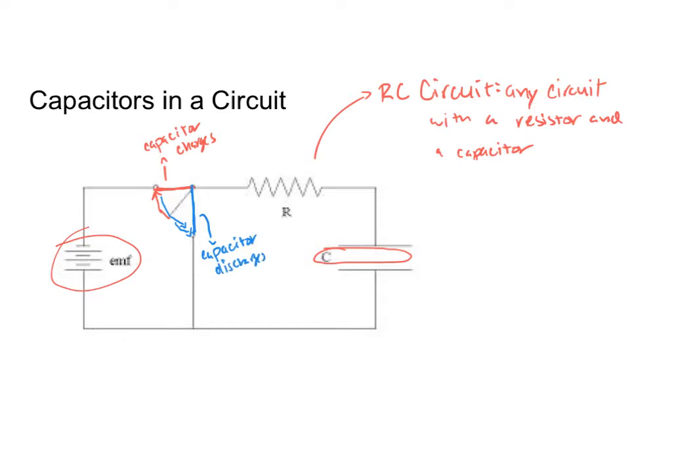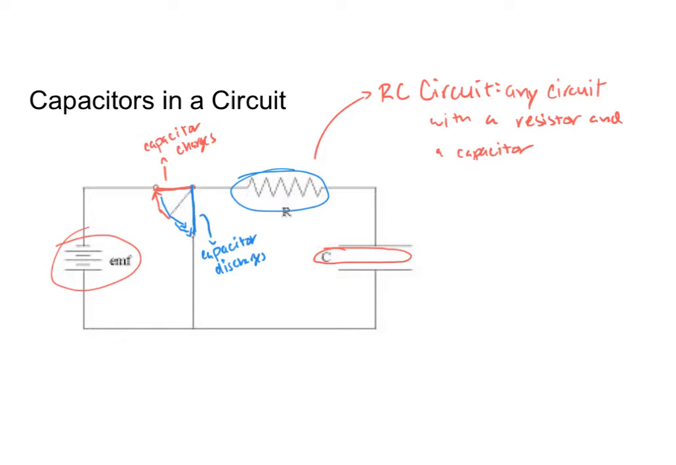So the charge that has been built up on that capacitor is going to leave and it's going to create a current through our circuit, a current that travels through our resistor. So that's kind of the basics of an RC circuit.